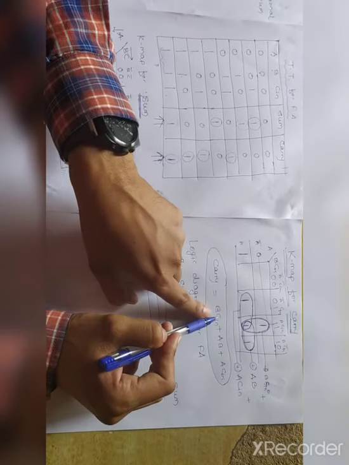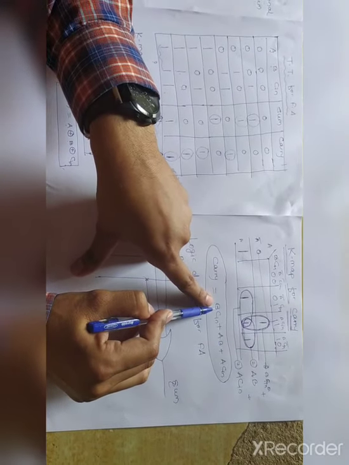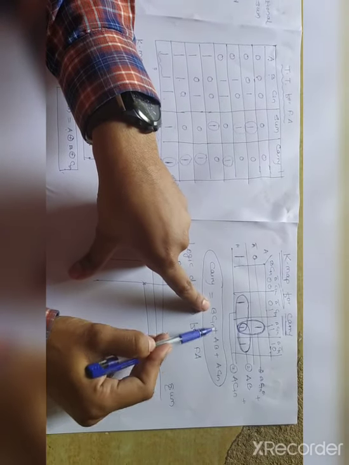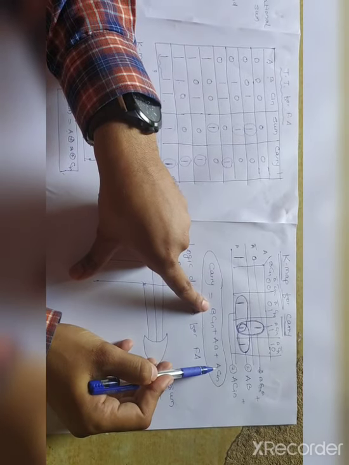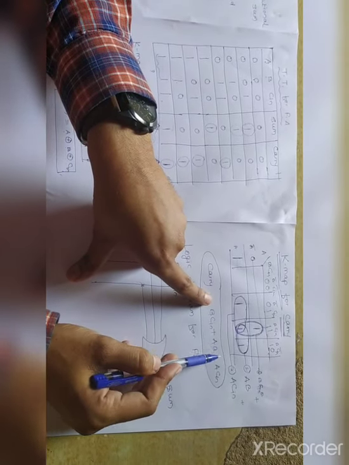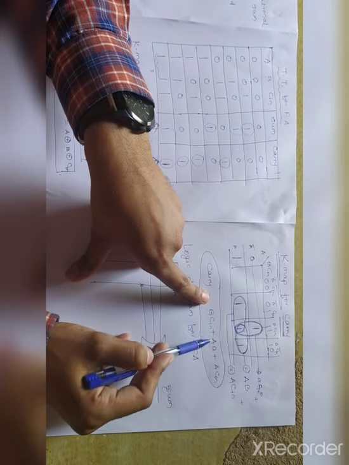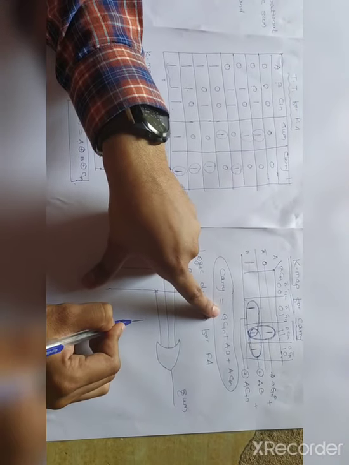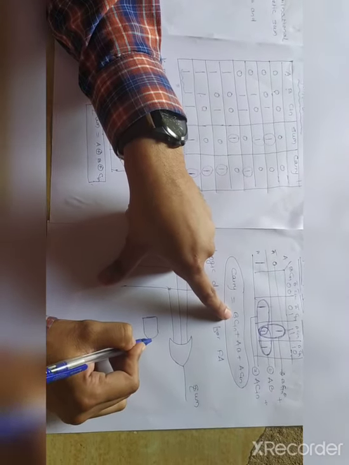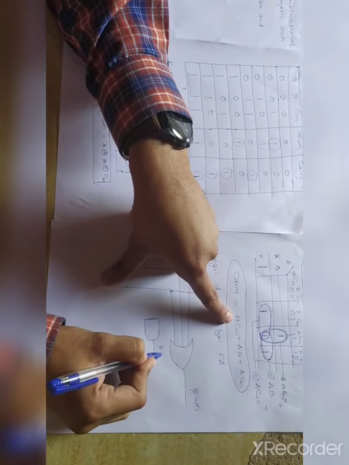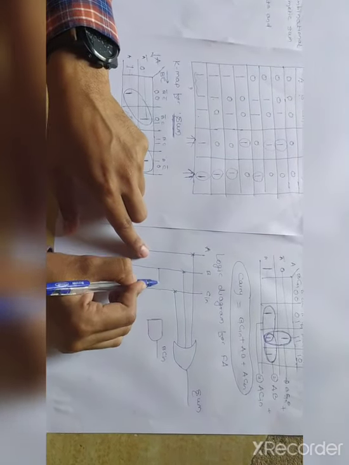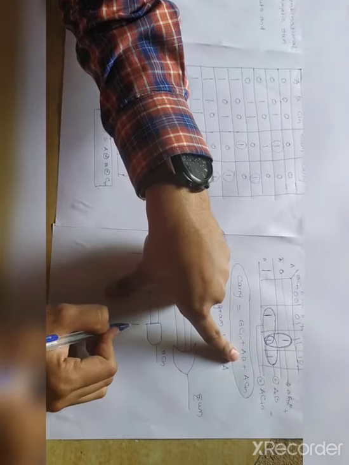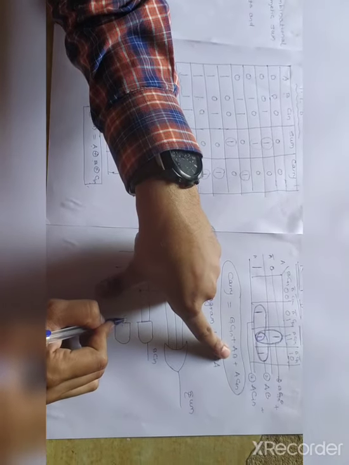Now for the carry, this is the AND gate, B into C in. This one is also an AND gate. This one is also an AND gate. You require three AND gates. After adding these three AND gates, you have to add all of this, so one OR gate is required. For the very first, the inputs are B and C in. This is my B input. This one is my C input. Now the next AND gate is A into B.